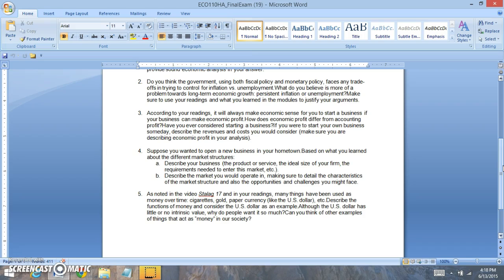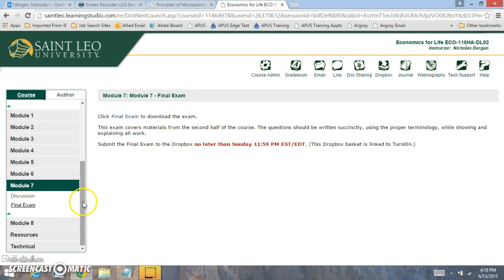In question 5, you're going to be reading the video, Staglag 17, and you're going to be looking at the role of currency or characteristics of money. And when you look at the characteristics of money, you're going to be evaluating the role of the US dollar and whether it has intrinsic value or not, and why certain objects act as money. So those are some of the concepts that we're going to be covering.